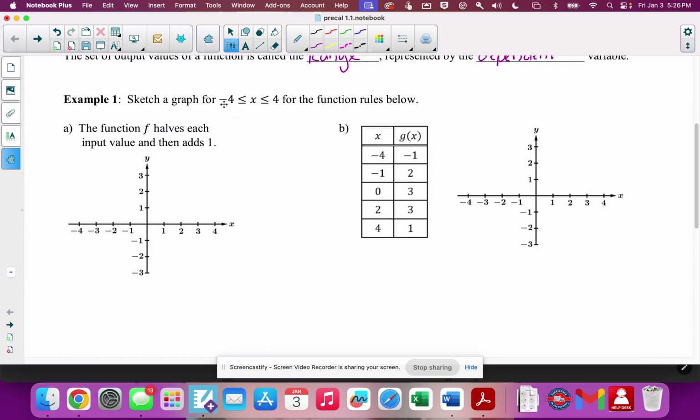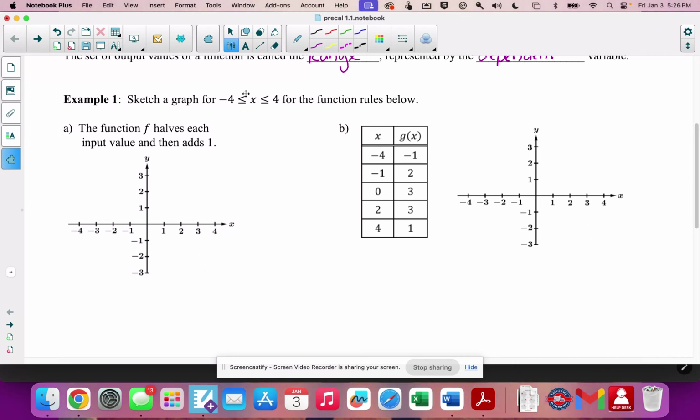All right, so specifically only from -4 to 4, so that's for your domain, since they're giving you the independent variable right there. Okay, so the function halves each input value, so it takes each of your x's, halves them, and then adds 1. So basically what they're asking you to graph is y equals 1/2 x plus 1. Okay, since we're halving each of our input values and then adding 1.